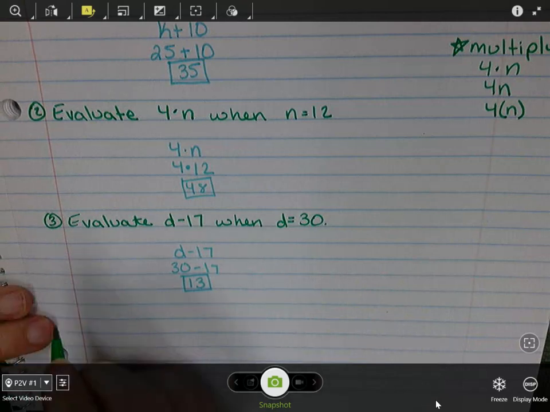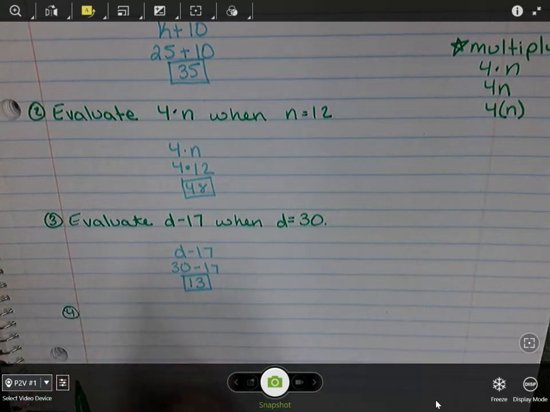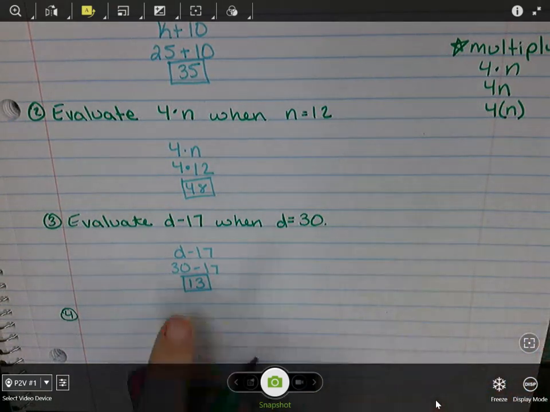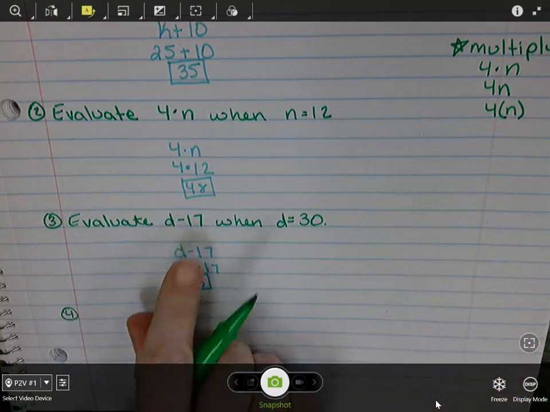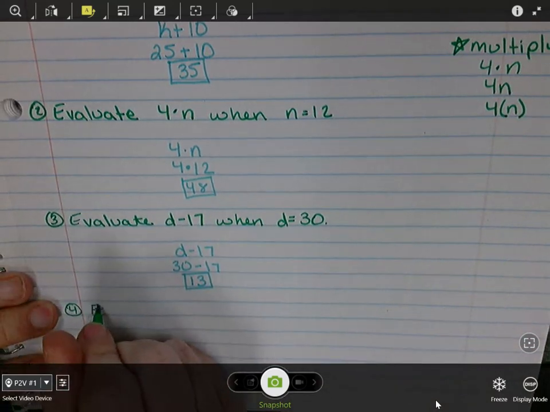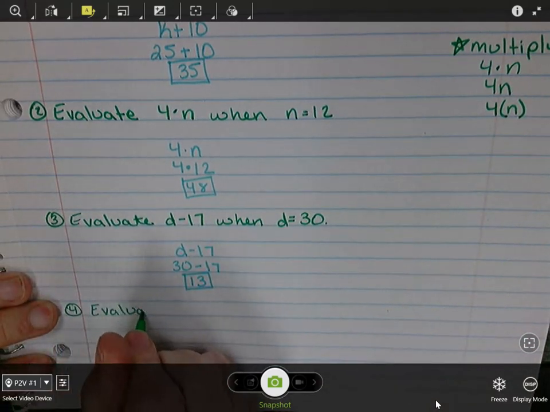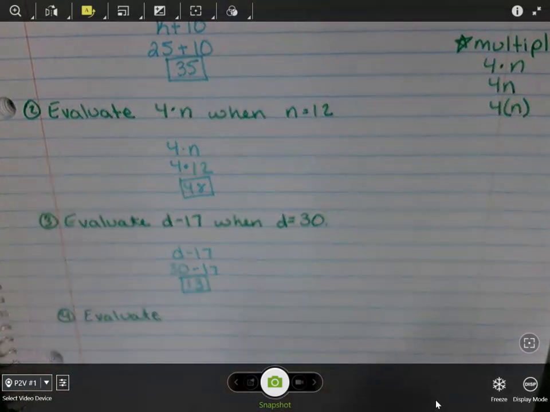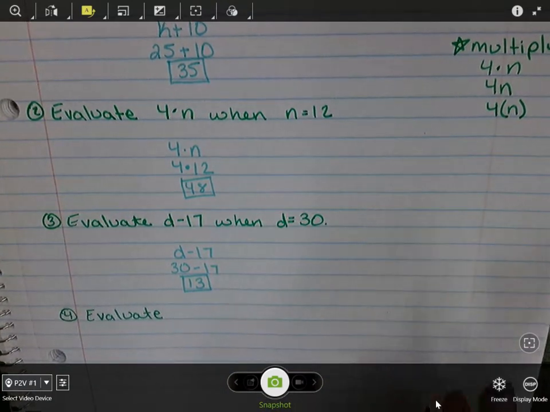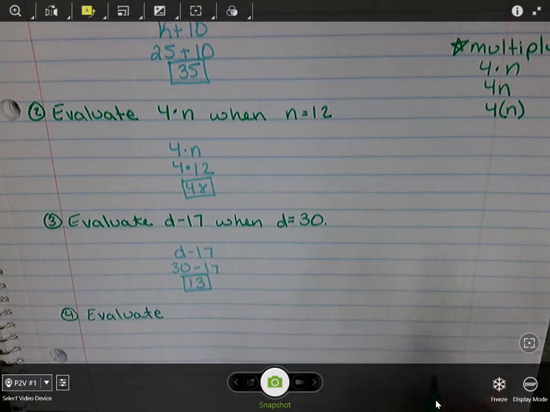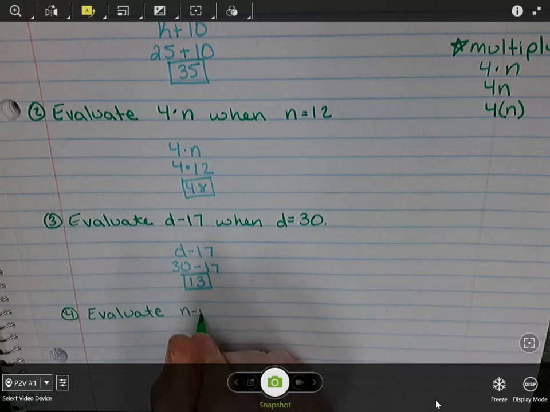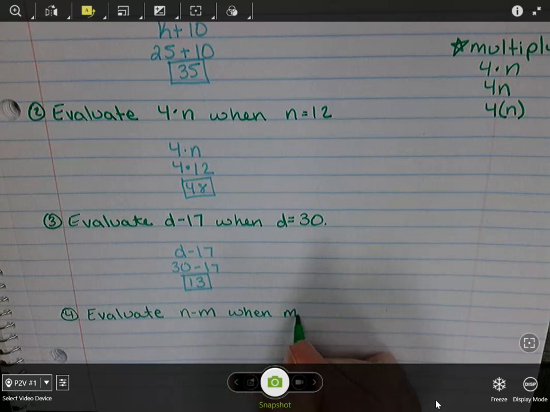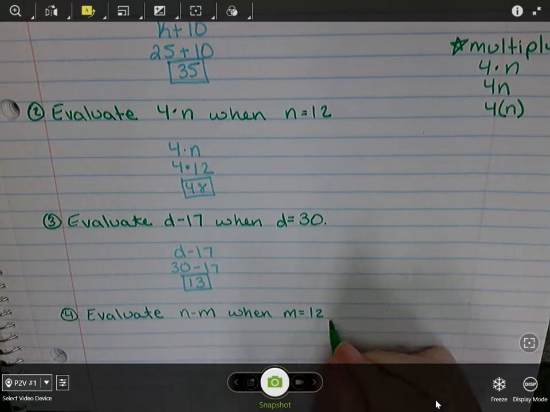All right, let's do one a little bit more complicated. This next one, we're still going to be evaluating algebraic expressions, but this time, instead of just having one variable, we're going to have 2 variables. Okay? So evaluate, and again, you need to make sure you're writing these directions down, so that whenever you have these directions on an assignment, you will know what it's asking you to do. Evaluate n minus m when m equals 12 and n equals 30.